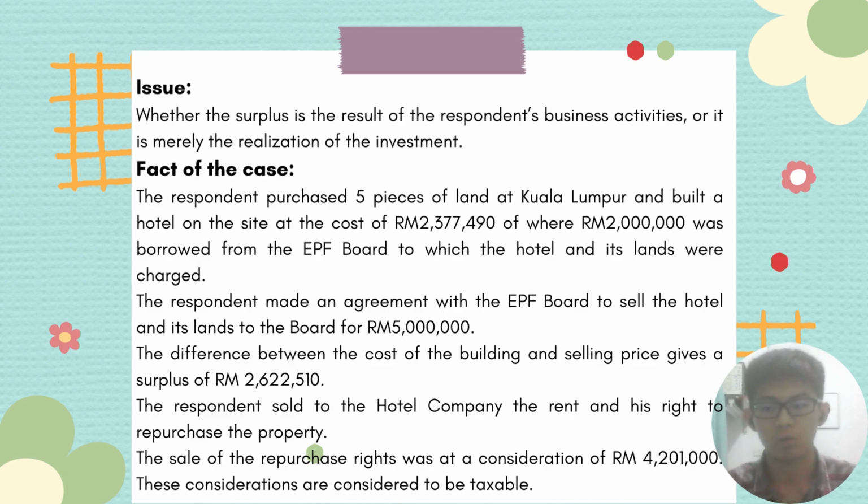2,377,490 ringgit, of which 2 million was borrowed from the EPF board, to which the hotel and its land were charged. The respondent made an agreement with the EPF board to sell the hotel and its land to the board for 5 million ringgit. The difference between the cost of the building and the sale price gives a surplus of 2,622,510 ringgit. The respondent sold to the hotel company the land and his right to repurchase the property. The sale of the repurchase right was at a consideration of 4,201,000 ringgit. Those considerations are considered to be taxable.